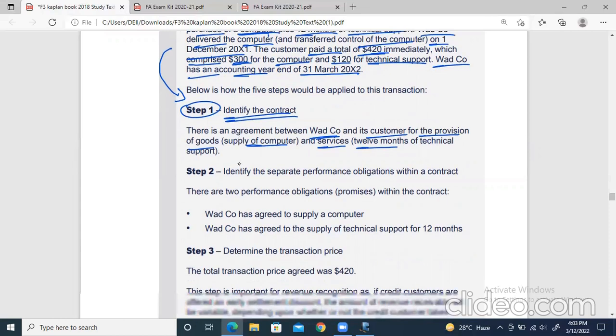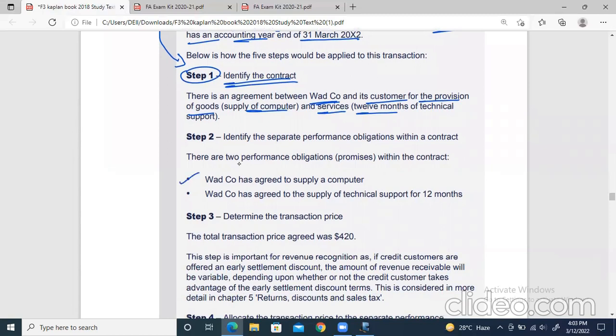Now identify the separate performance obligation. The first promise is that WADCO agreed to supply the computer. That's correct. And second promise is WADCO agreed for the 12 months technical support, right? So this is step 2. We have identified separate performance obligations.